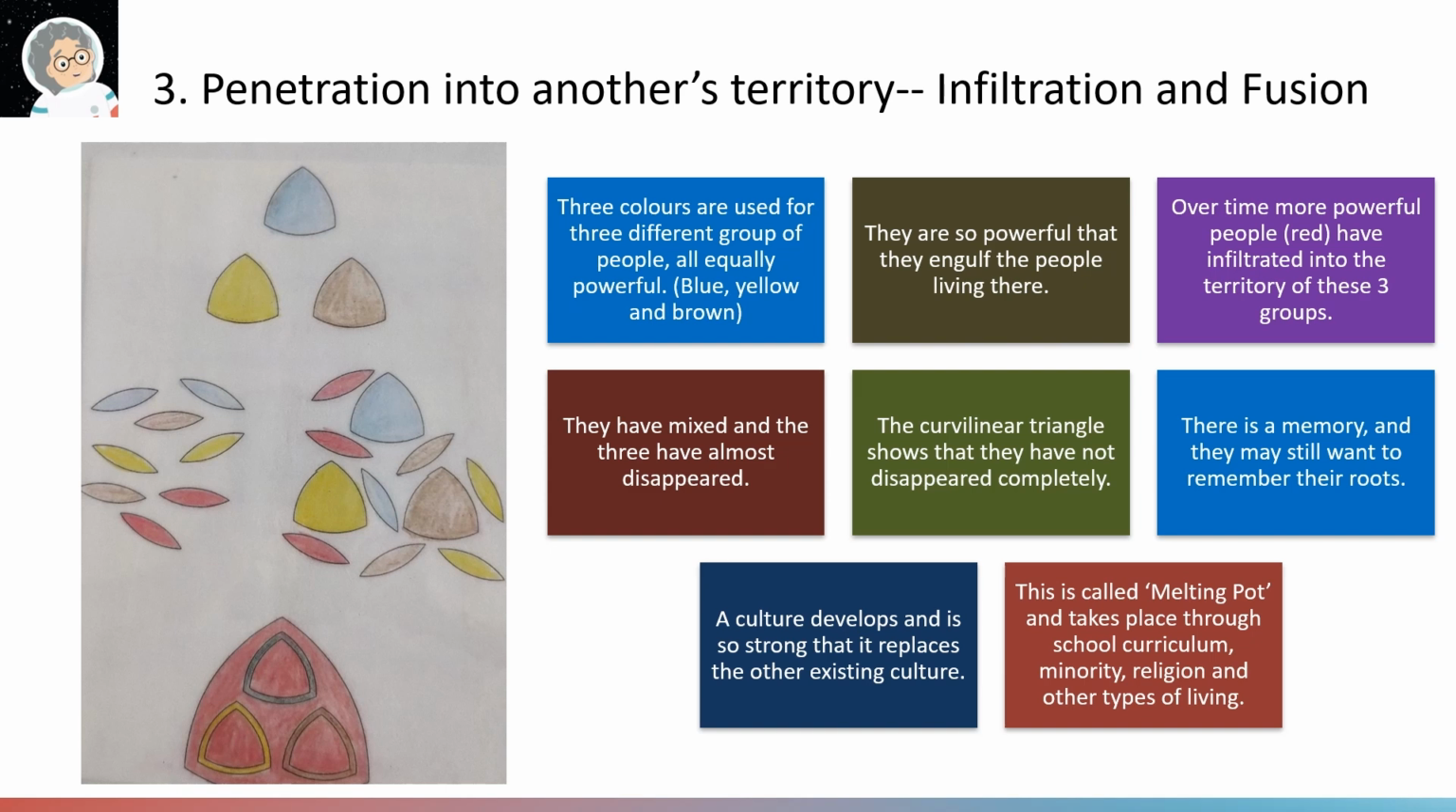The curvilinear triangle shows that they have not disappeared completely. There is a memory and they may still want to remember their roots. A culture develops and is so strong that it replaces the other existing culture. This is called melting pot and takes place through school curriculum, minority, religion, and other types of living.